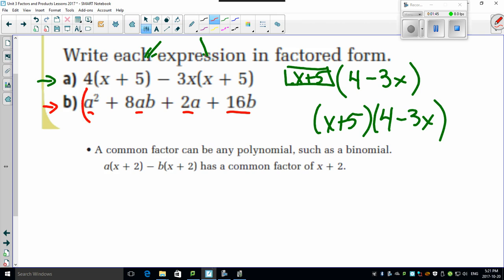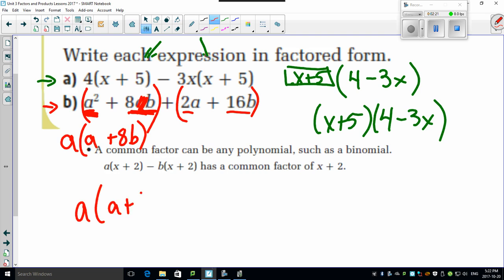Look, I'm going to put a group here, here, here, and here. And I'm going to factor these completely separately. So in other words, what's the GCF for these two? Well, look, they've only got one A in common. So if I take an A out, look what I've got left. This A squared divided by A leaves me with an A. This 8AB divided by A just means get rid of the A. So this is 8B. So I'm going to put this down here: A plus 8B.